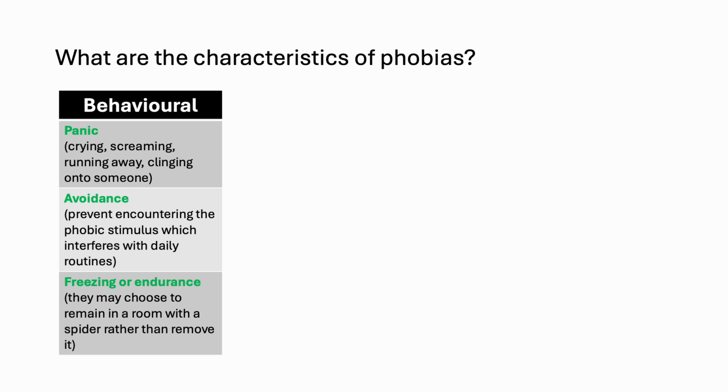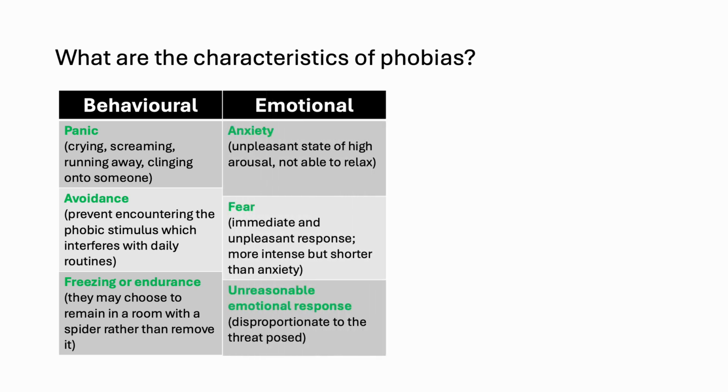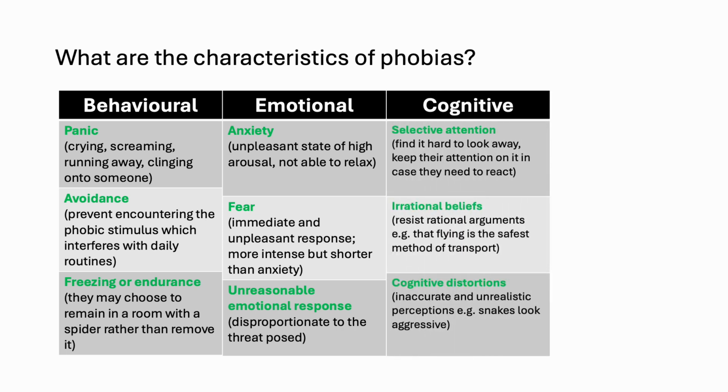The emotional characteristics of phobias are anxiety, fear and an unreasonable emotional response. Again, those are the 3 key terminology for the emotional characteristics of phobias, and you can elaborate by using that information in brackets. And then finally, your cognitive characteristics are selective attention, irrational beliefs and cognitive distortions. Those in your green are your 3 technical terms, your specialist terminology to use to identify the characteristics, but to describe or outline the characteristics, you are to use the information in brackets.